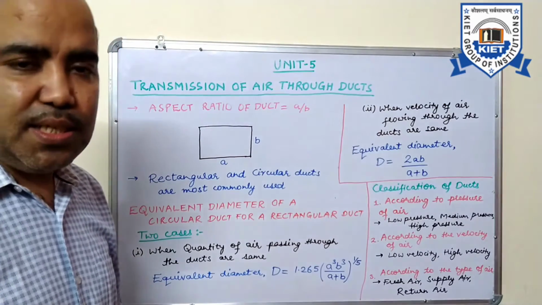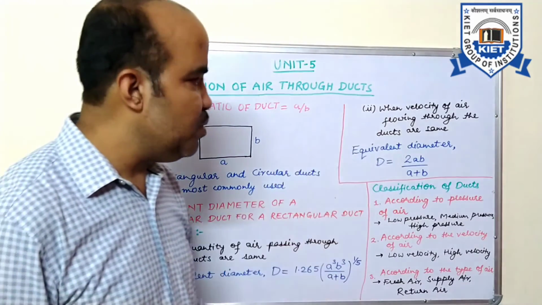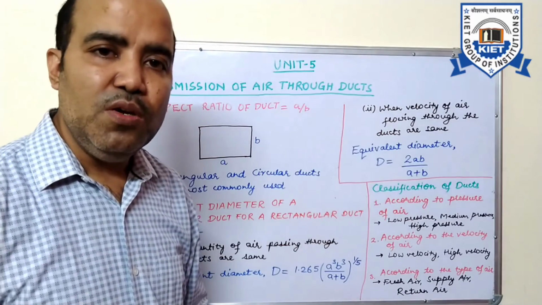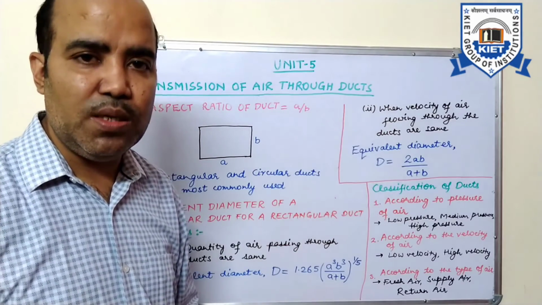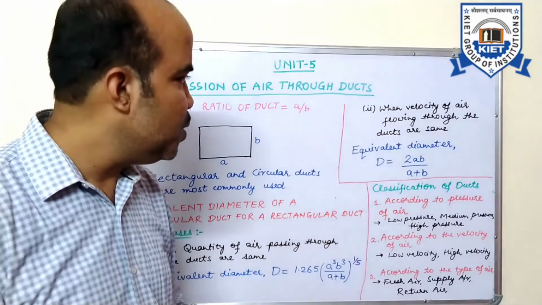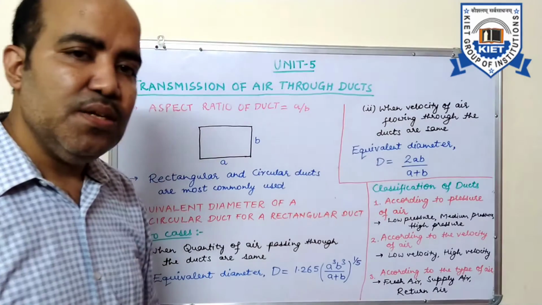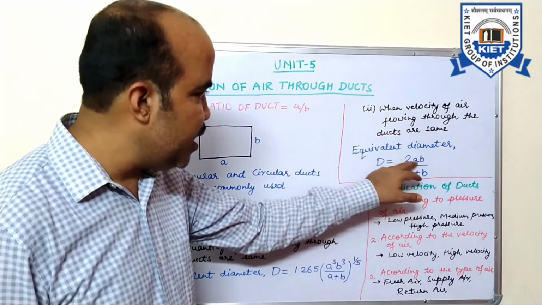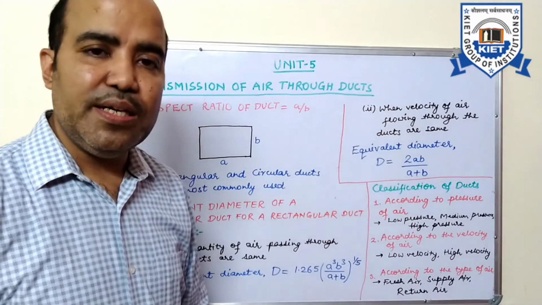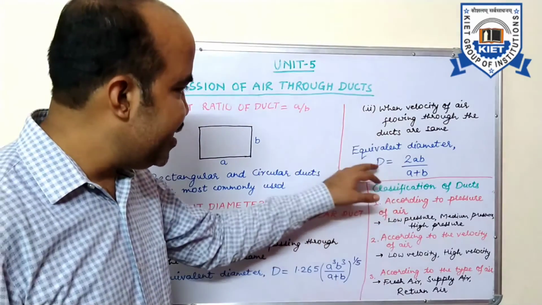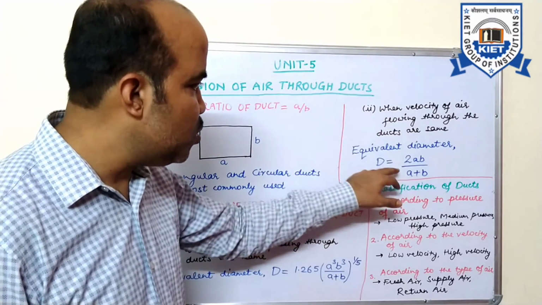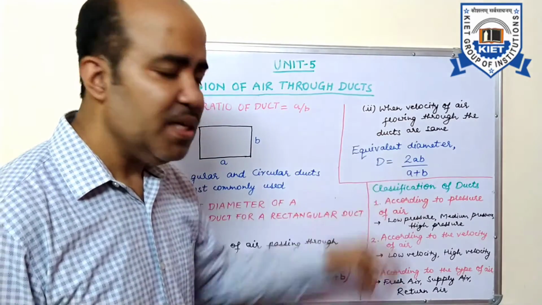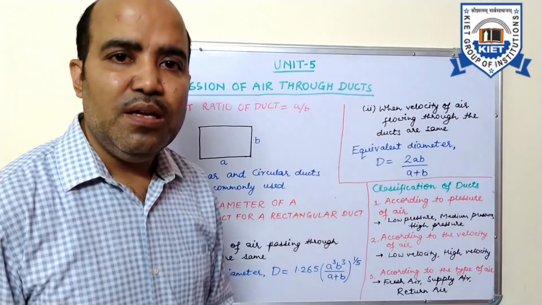The second case arises when the velocity of the air flowing through both the circular duct and the rectangular duct is the same. In that case we can determine the dimensions A and B of the rectangular duct using the diameter D of the circular duct by this formula: D = 2AB/(A+B).